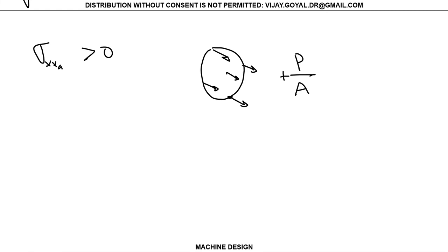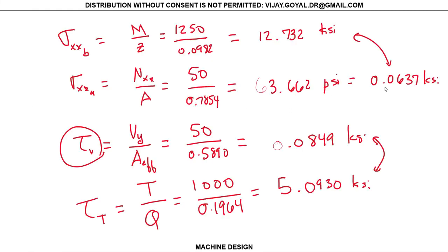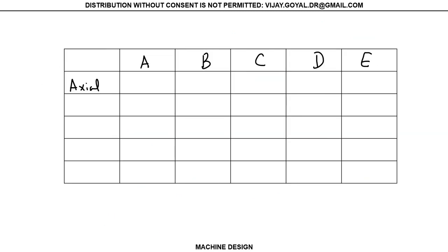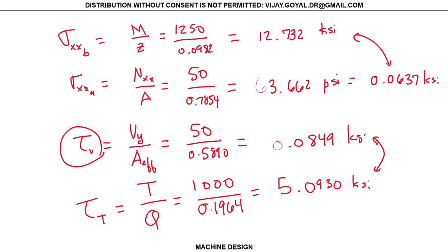So with that said, the value that we got was 0.0637 for each of the points. Now we can do bending and realize that the value of bending in this problem, the bending stress is positive, okay? So it's positive.